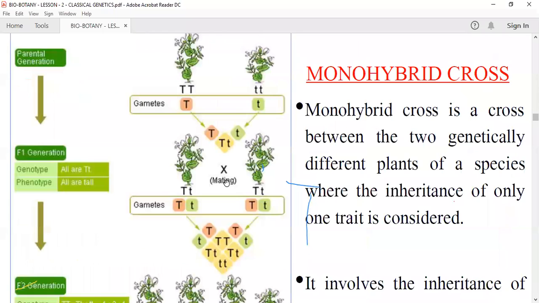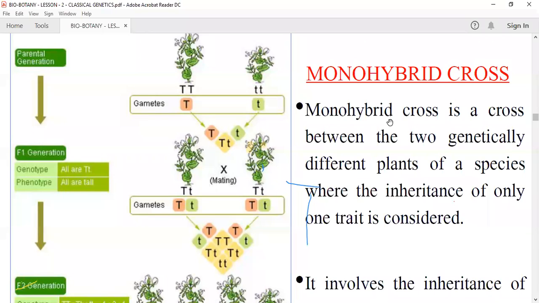Okay. Next, let us see the monohybrid cross. So what does monohybrid cross mean? Mono, you already know, means a single one. The monohybrid is a cross between two genetically different plants of a species where the inheritance of only one trait is considered. To remember it easily, monohybrid means Mendel choosing only one contrasting character for his experiment. So here he is choosing only one character, that is height. So he is choosing two different parents.